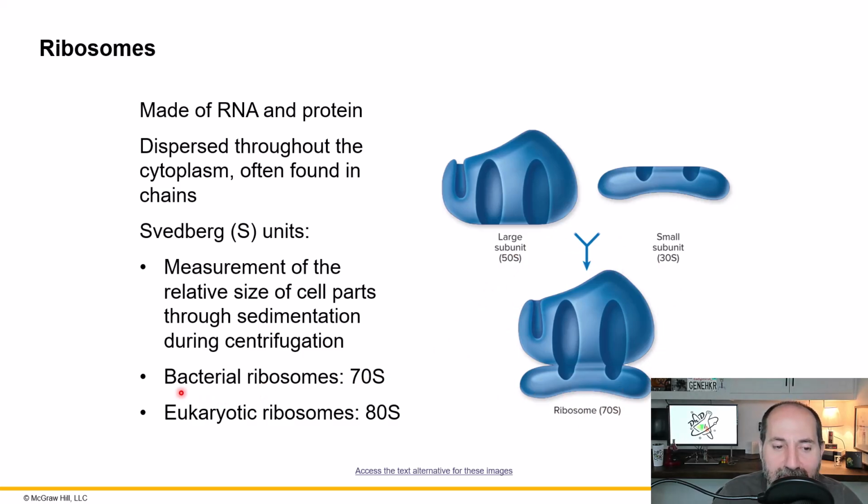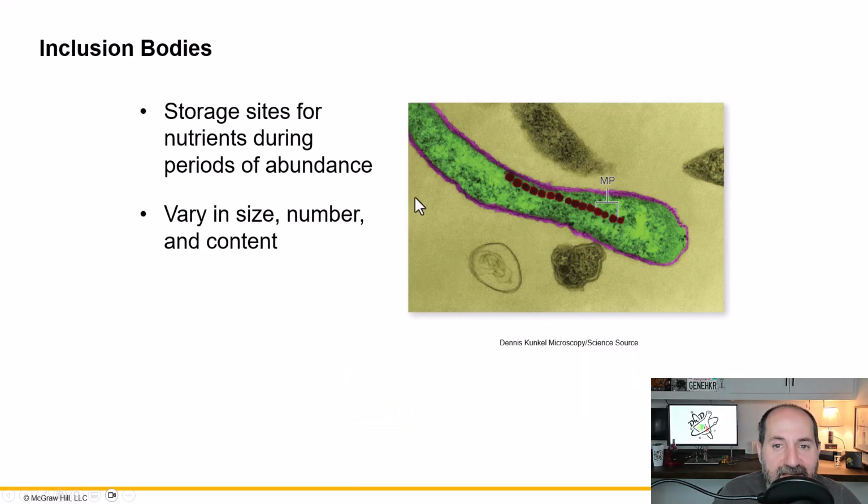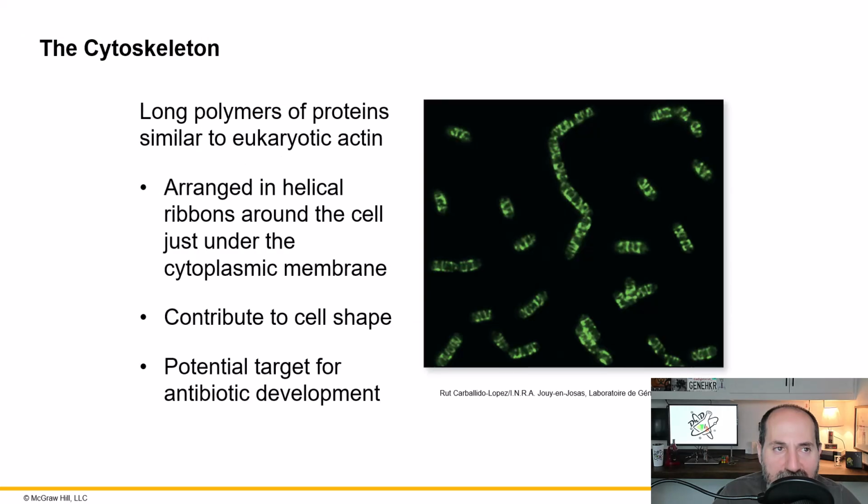And do you remember that bacterial ribosomes are much smaller? They're called the 70S ribosomes. And eukaryotic ribosomes are larger. They are the 80S ribosomes. Next, we learned about inclusion bodies, which are little areas of storage, right? Storage sites inside of prokaryotes. And that prokaryotes have a cytoskeleton, a protein structural support system inside of the cell.